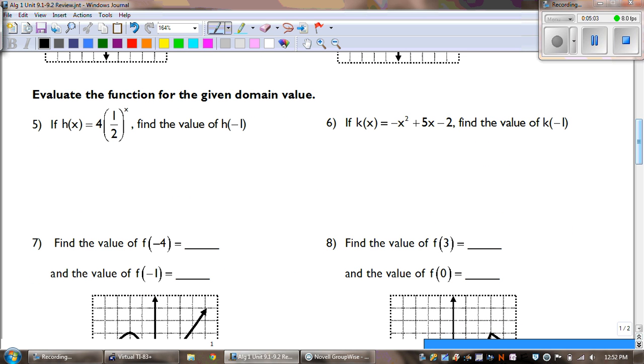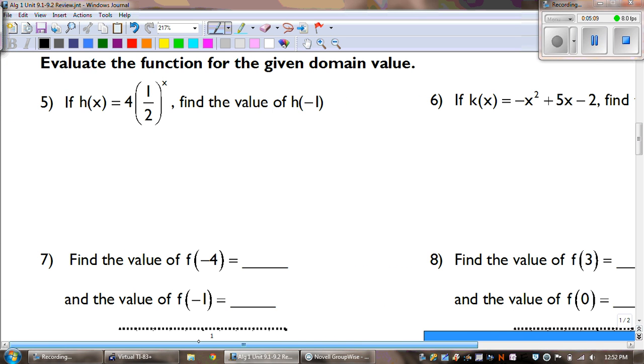It says evaluate the function for the given domain value. Okay, let's look at the first one. Saying if h of x equals 4 times (1/2) to the x power, find the value of h of -1. So what this means is we're going to take -1 and we're going to plug it in wherever we see an x.